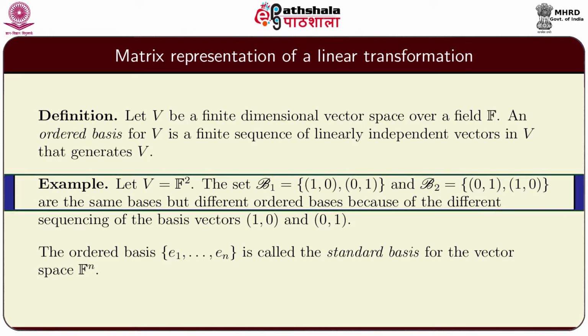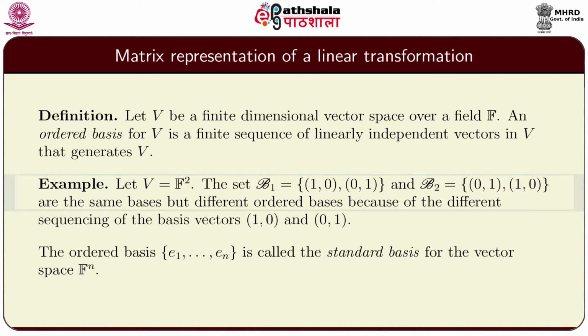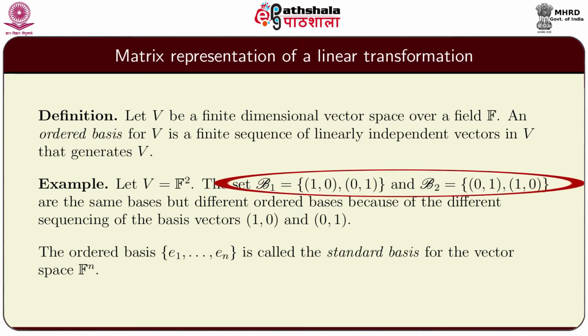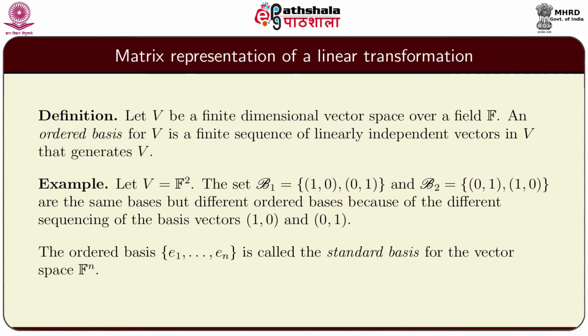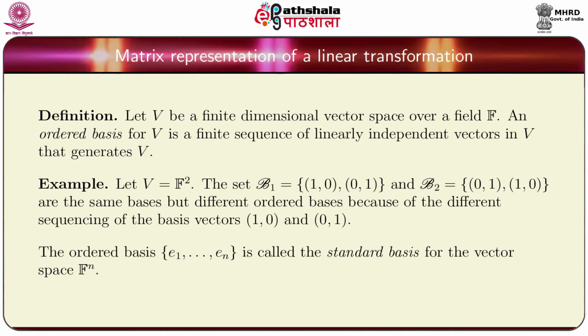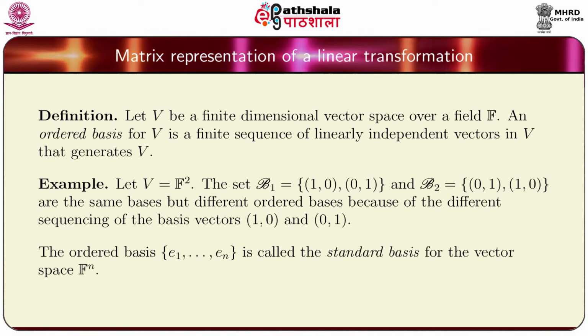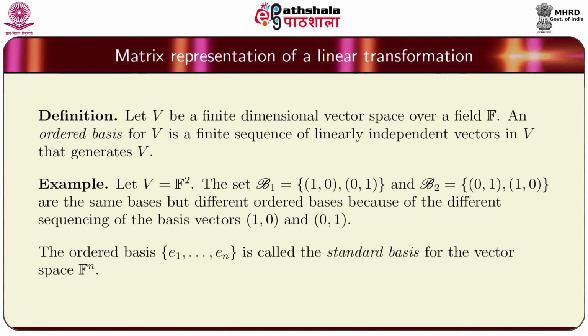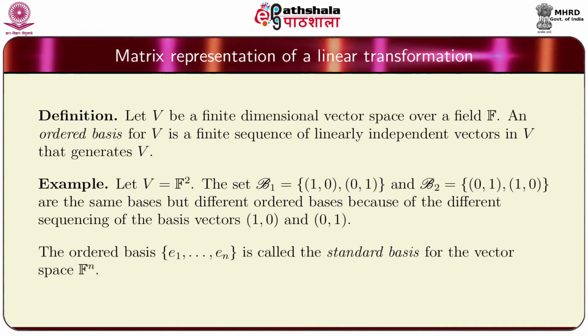Let V be the vector space F2, where F is a field. Then look at the sets B1 and B2. B1 is the set containing the vectors (1, 0) and (0, 1), and B2 is the set containing the vectors (0, 1) and (1, 0). Now as two sets they are the same, of course, because the vectors are the same. So these are indeed the same bases for the vector space F2, but as ordered bases they are different because of the different sequencing of the vectors (1, 0) and (0, 1).